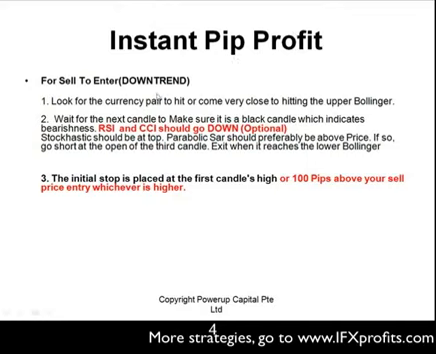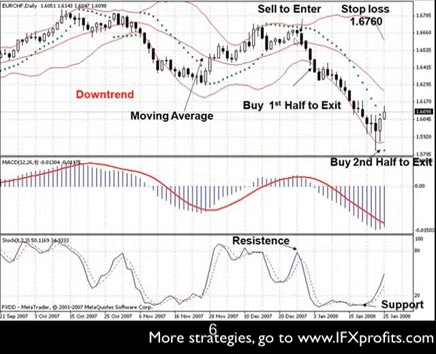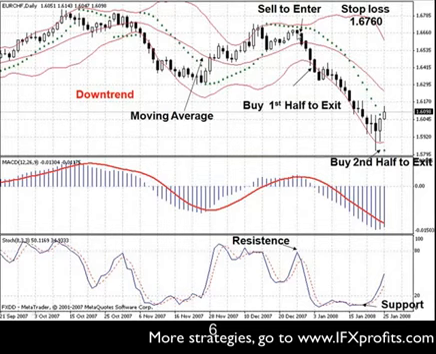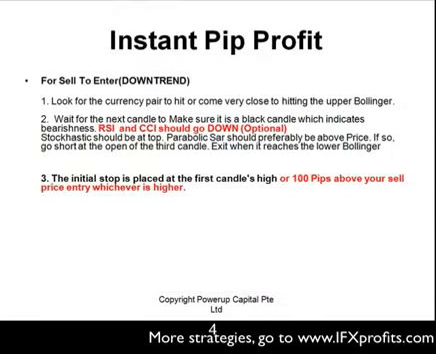Next, you wait for the next candle to make sure it is a black candle, which indicates bearishness. So you see over here, this candle is a black candle, and it indicates bearishness. So it confirms our second criteria. Now RSI and CCI should go down. Now this is optional, so we'll look at this slightly later.